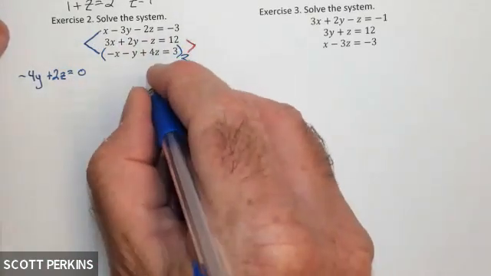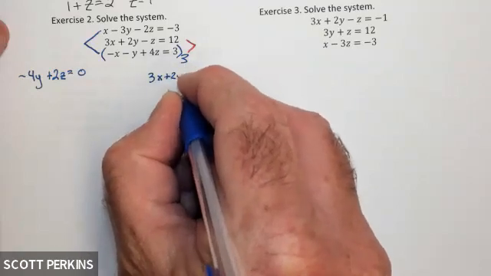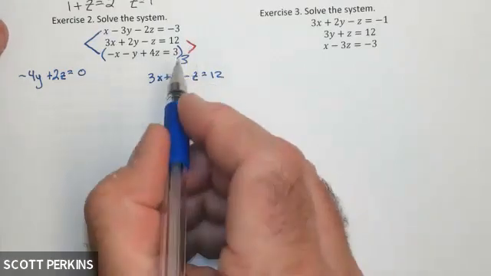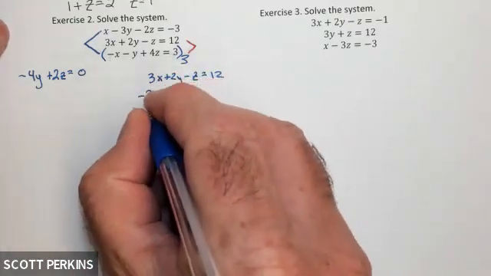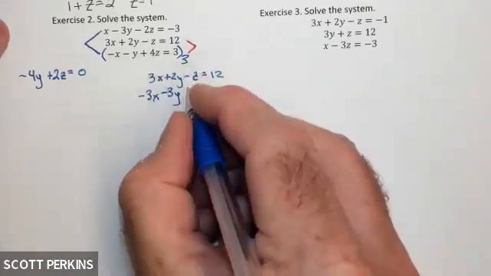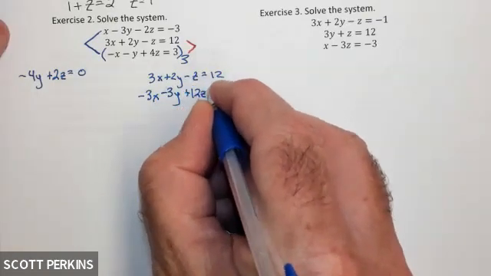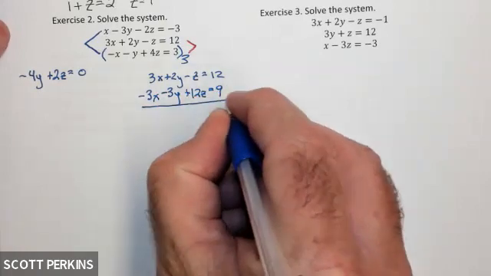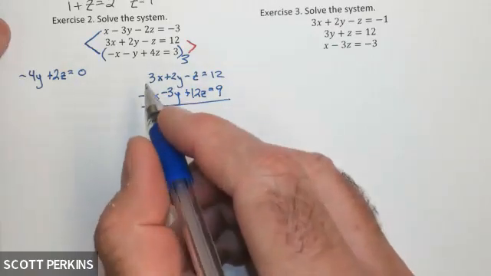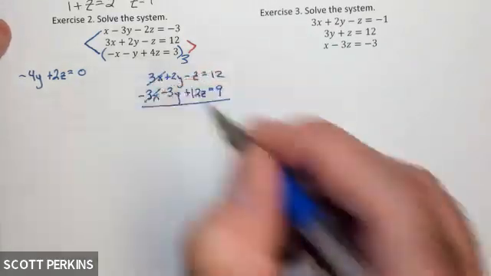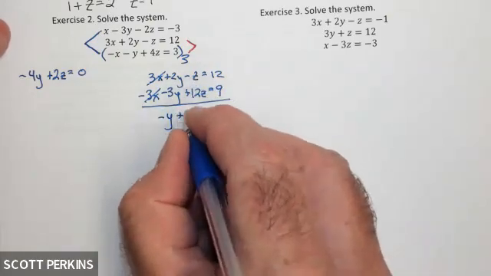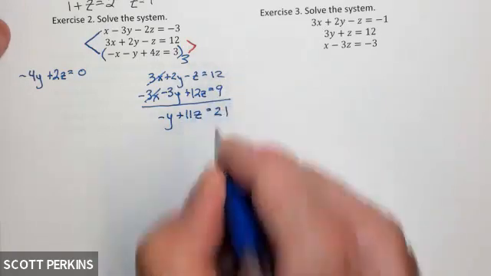So the middle equation stays the same. I've got 3x plus 2y minus z is 12. The bottom equation, I'm going to multiply that whole thing by 3. So 3 times negative x is negative 3x. 3 times negative y is negative 3y. 3 times 4z is plus 12z. And then 3 times 3 is 9. End result here, 3x minus 3x, those cancel. That's great news. The 2y minus 3y is negative 1y. The negative z and 12z is 11z. And then 12 and 9 is 21.